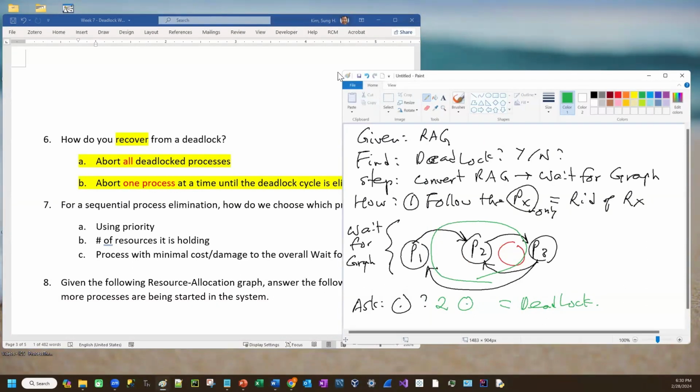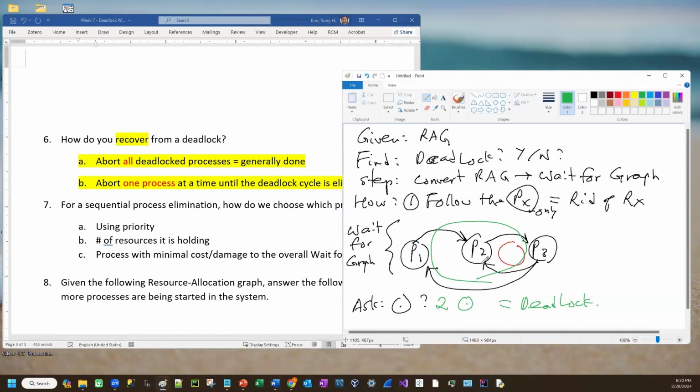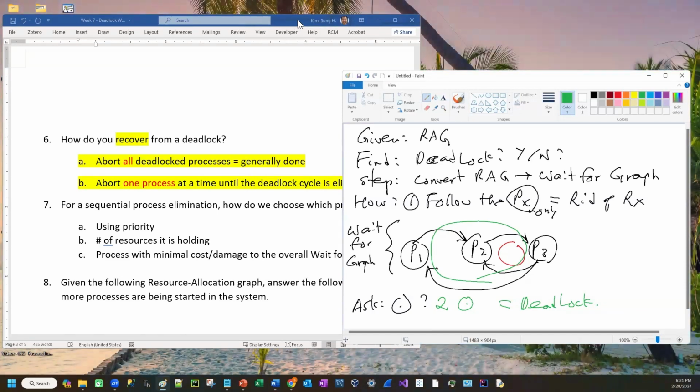And in terms of getting rid of the processes, this is generally done like this: get rid of all the processes in a deadlock. So get rid of P1, P2, P3 altogether. Or you may say, well, that seems a little dramatic or drastic.